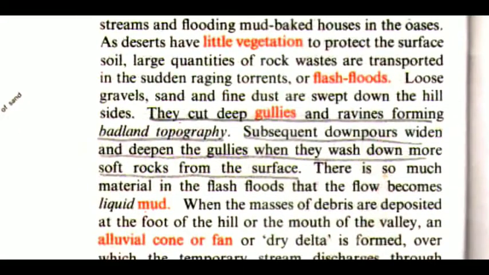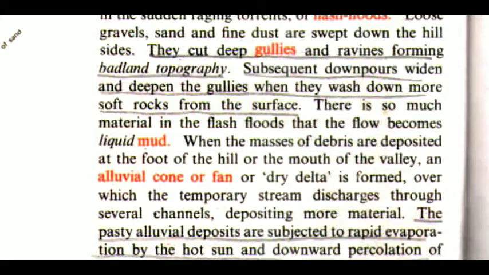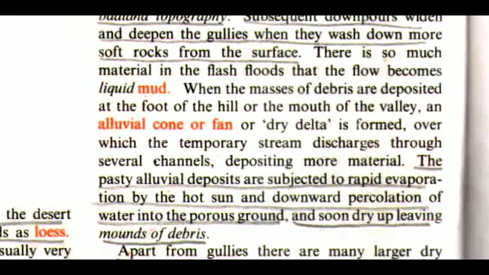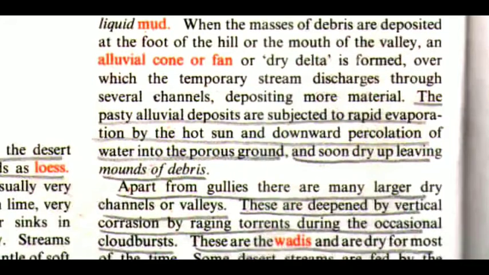Loose gravels, sand, and fine dust are swept down the hillsides. They cut deep gullies and ravines, forming badland topography. Subsequent downpours widen and deepen the gullies when they wash down more soft rocks from the surface. There is so much material in the flash floods that the flow becomes liquid mud. When the masses of debris are deposited at the foot of the hill or the mouth of the valley, an alluvial cone or fan or dry delta is formed, over which the temporary stream discharges through several channels, depositing more material. The pasty alluvial deposits are subjected to rapid evaporation by the hot sun and downward percolation of water into the porous ground, and soon dry up, leaving mounds of debris.